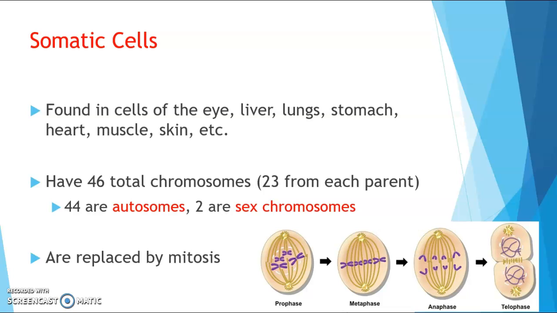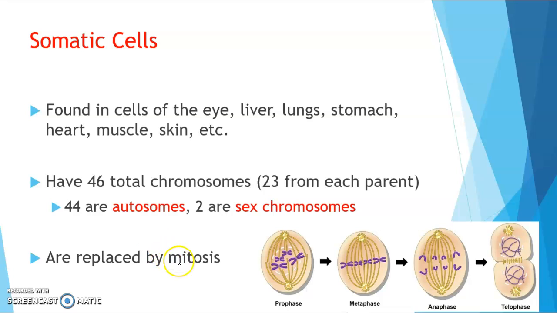Looking at somatic cells further, we can see that they're found in many different organs, as I mentioned, and somatic cells have a total of 46 chromosomes. They have 46 chromosomes, 23 from each parent, and of those 46, 22 pairs, or 44, are autosomes, and two would be the sex chromosomes and determine gender and other features characteristic of males or females.